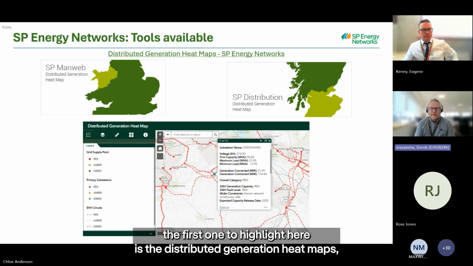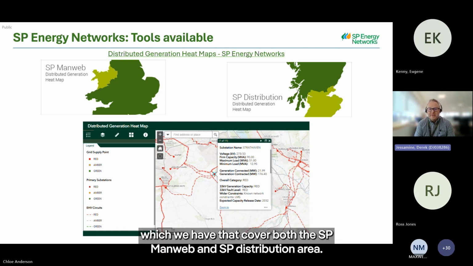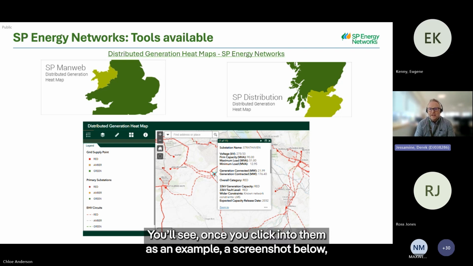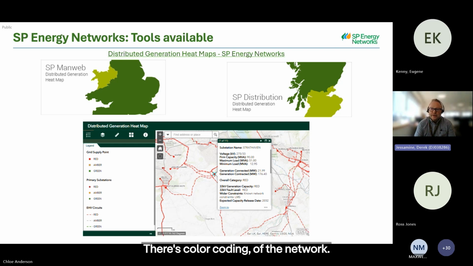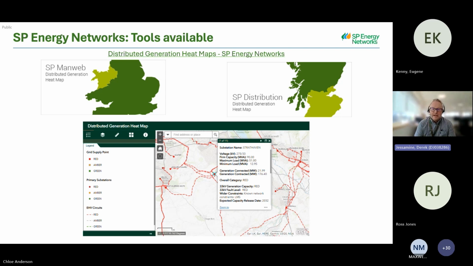The first one to highlight here is the distributed generation heat maps, which cover both the SP Manweb and the SP Distribution area. These are useful resources. You'll see once you click into them, as an example screenshot below shows, what the network looks like in that area. There's color coding of the network, so you can see whether there are any restrictions or capacity challenges.